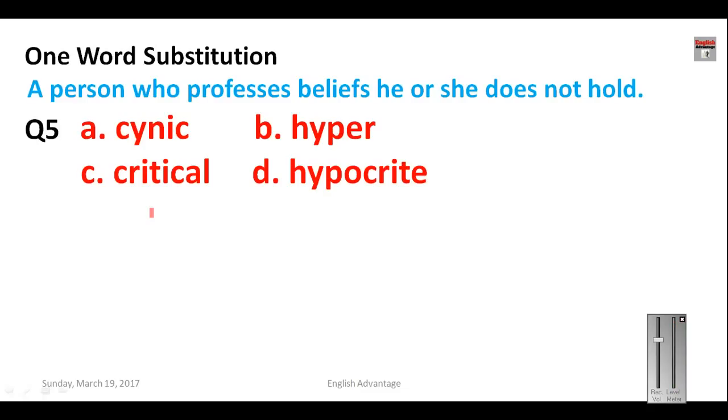That kind of person, what is the name of that kind of person? Your options are cynic, critical, hyper, and hypocrite. 4 options are given here. Hyper means overexcited, cynic means doubter, the one who doubts anything and everything, and critical means serious. So here your answer will be hypocrite. Okay, a person who professes beliefs he or she doesn't hold.